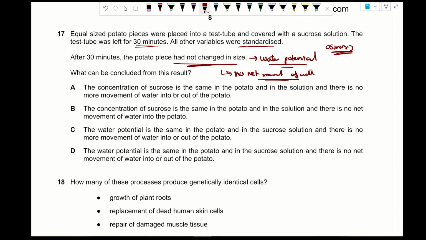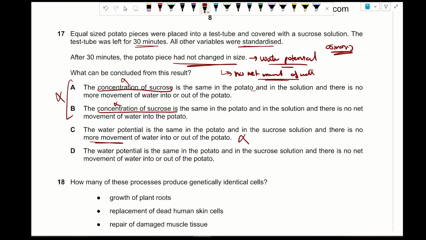A. The concentration of sucrose is the same in the potato. Now, we said when we talk about osmosis, this is a common error among students. We never talk about the concentration of sucrose. We always talk about the water potential. Therefore, both of these are incorrect. Now, for C, the water potential is the same in the potato and in the sucrose solution, and there is no more movement of water into or out of the potato.